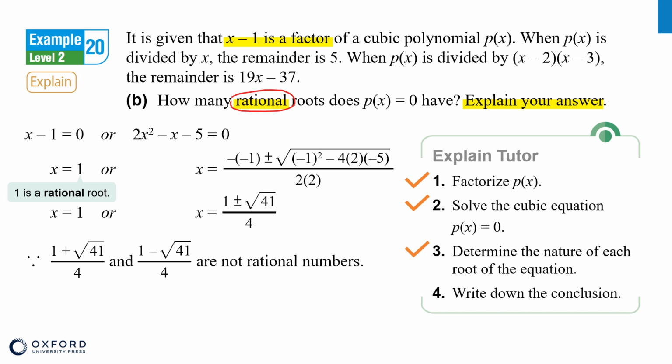Lastly, write down the conclusion. Therefore, the equation p of x equals 0 has one rational root. That's it.